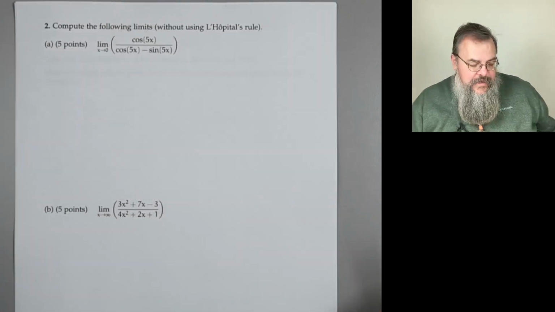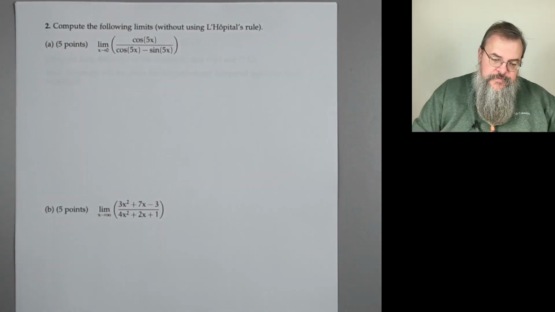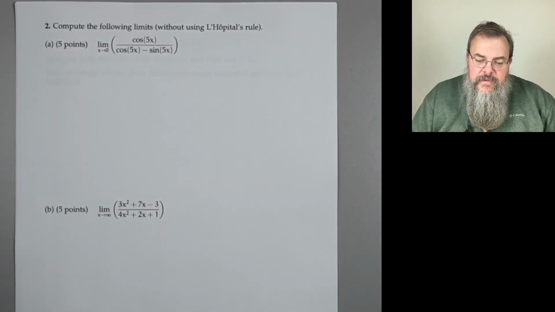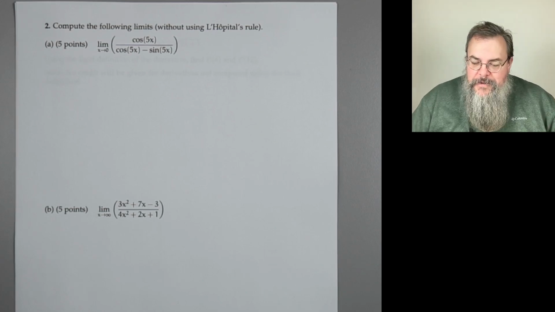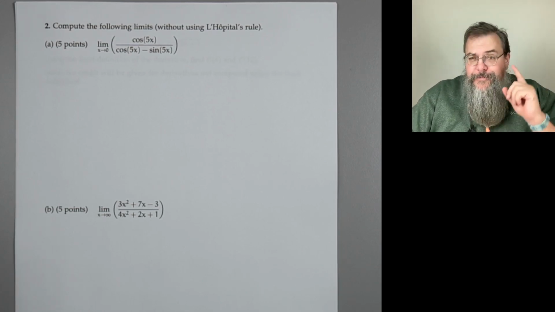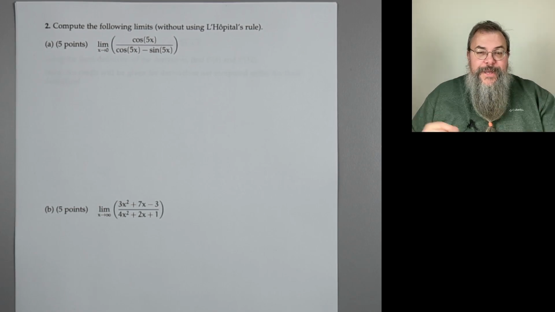Good. Nice start. Number 2. Compute the following limits without using L'Hopital's rule. But what is L'Hopital's rule? Someday we'll talk about it.